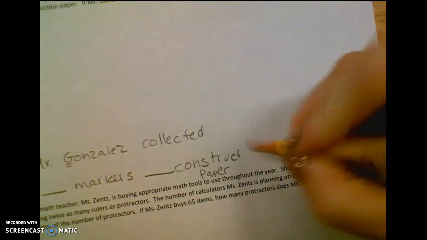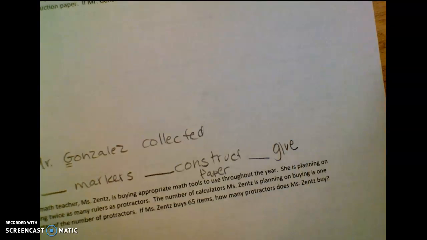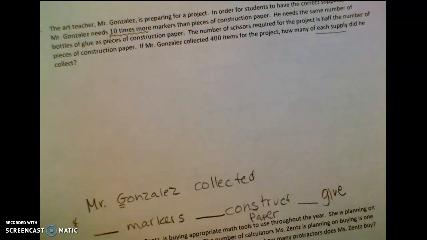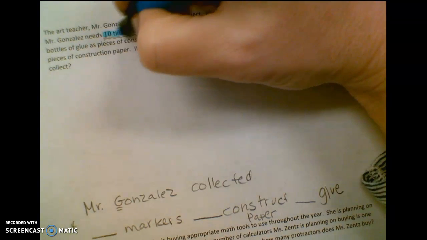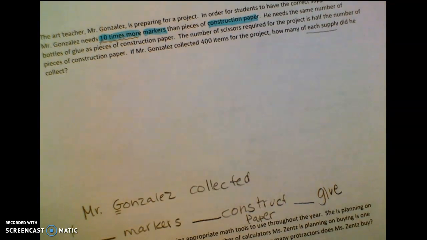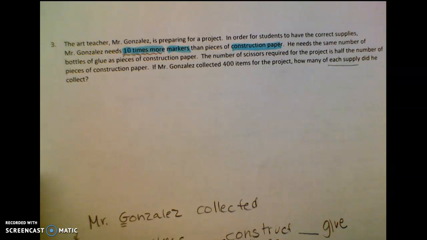And he needs blank amount of glue. So let's go back and see what we know now. He needs 10 times more markers than construction paper. So right away, are you picturing what that would look like on your tape diagram? Which one's going to be super long? Which one should be shorter?